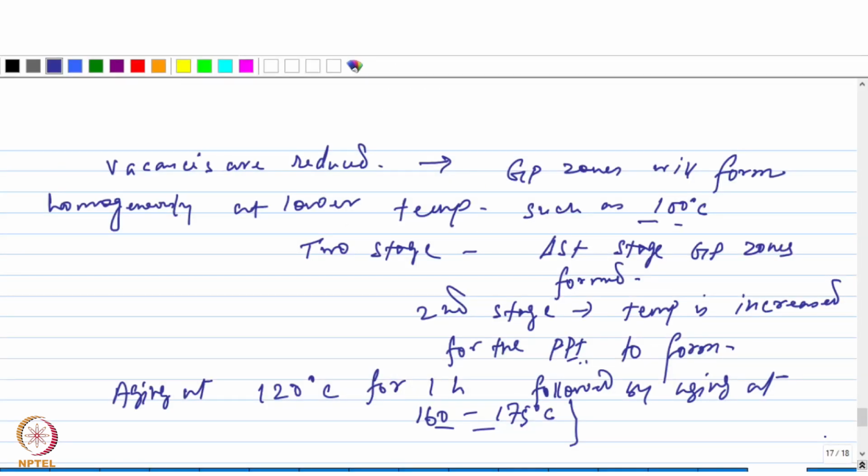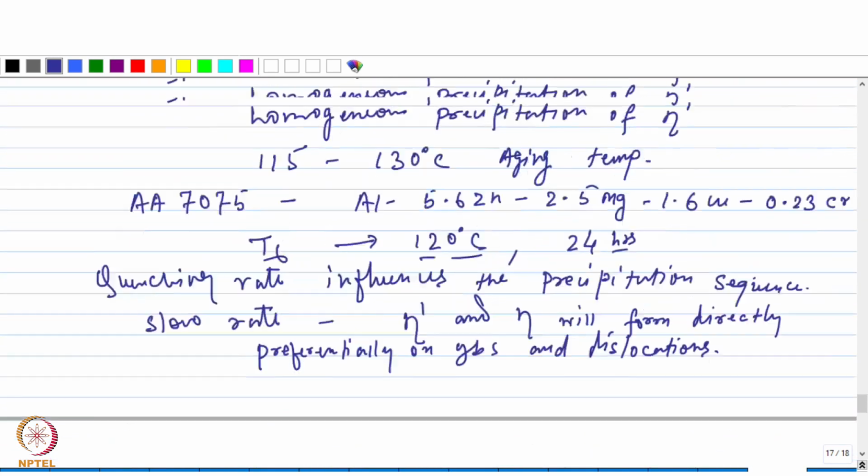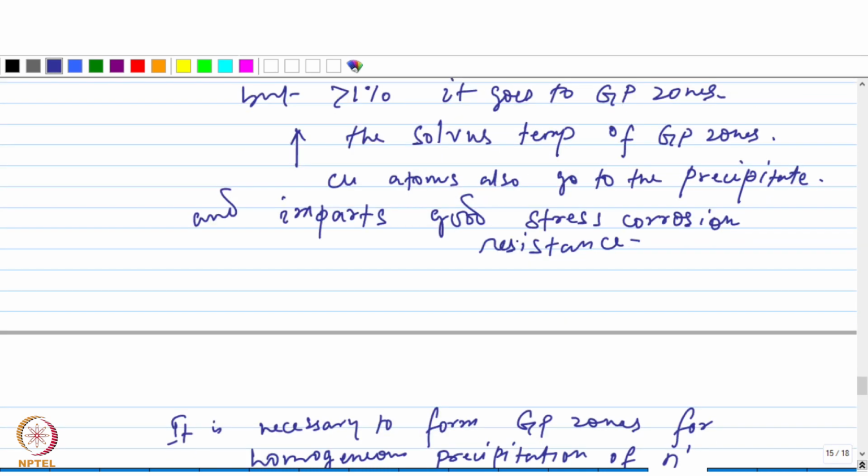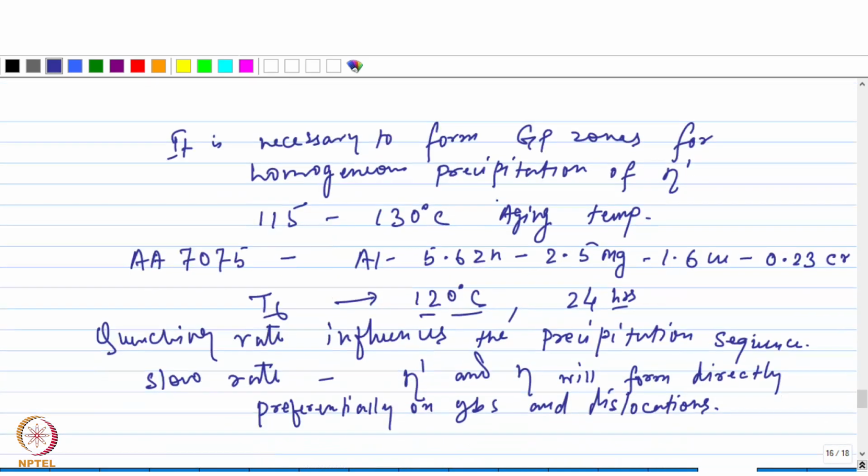All right, so this is where we stopped in the previous class. We were talking about the precipitation sequence in different aluminum alloys, and we have been covering all the heat treatable alloys one by one. So the last one that we covered was the 7000 series alloys. That's the aluminum, zinc, magnesium alloys. And here we have seen that the main strengthening precipitate is the eta prime.